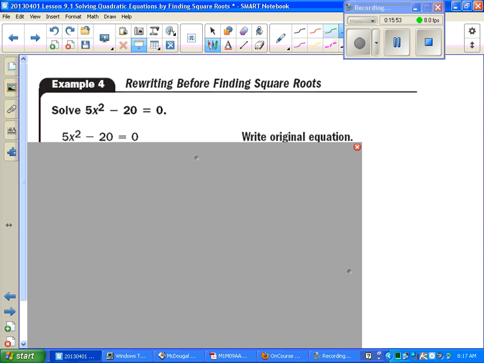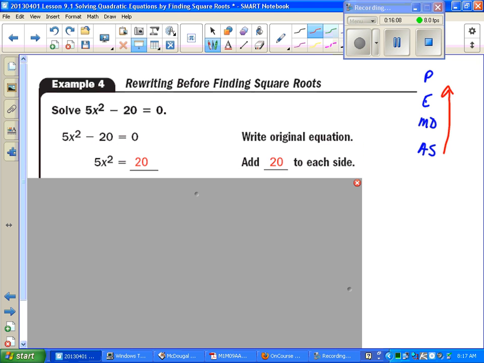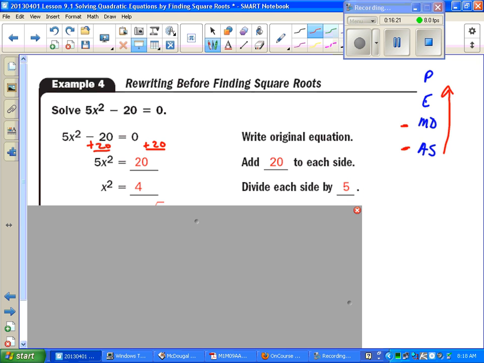5x squared minus 20 equals 0. The first thing you need to do, remember your order of operations tells you to do parentheses, then exponents, then multiplication and division, then addition and subtraction. But when you're undoing something, remember you always go backwards. So you do addition and subtraction first. Get rid of minus 20 by adding it to both sides. So 5x squared equals 20. That's the first thing. Then get rid of your multiplication and division. Get rid of 5 times something by dividing both sides by 5.